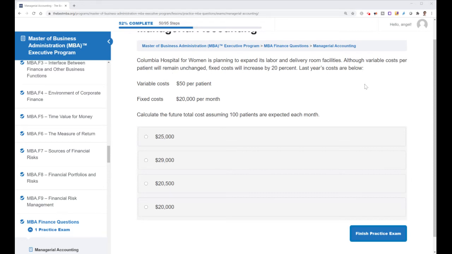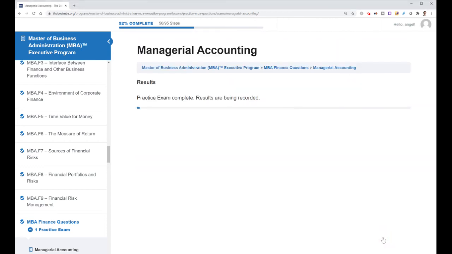So now let's go to the fixed costs. Fixed costs were $20,000 last year, and they are going to increase by 20%. So we multiply this by 1.20, and this is the total fixed cost, $24,000. If we add to this the variable cost, which was $5,000, the right answer is this one, which is B, right? So let's go to B and let's check.